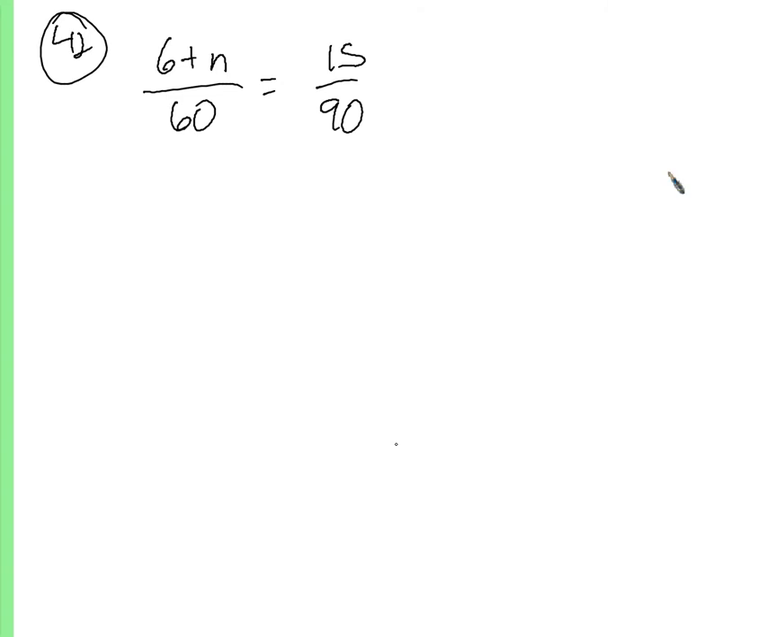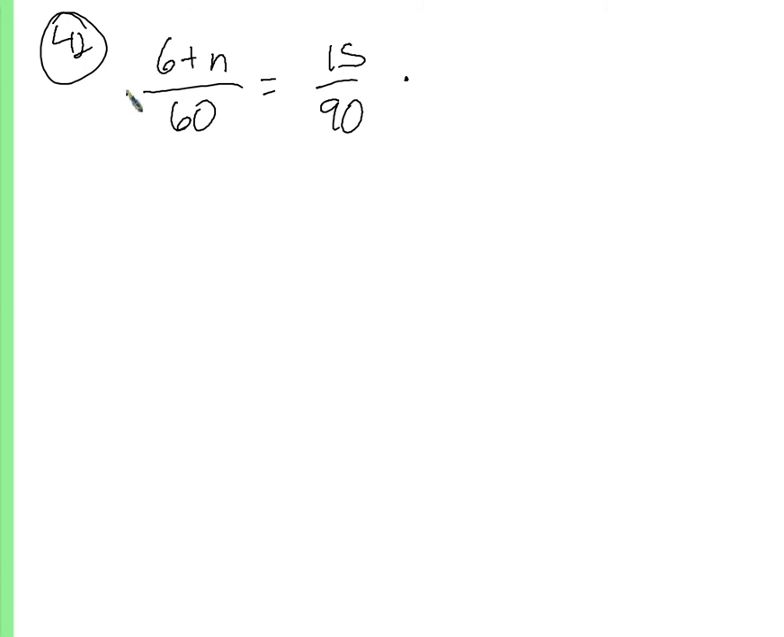Times by 15 on both sides? Yeah. Okay, so multiply by 15 on both sides. But not 15, just 15 over 1. Okay, on the side, let's see. What's 15 times 15? Oh, wait a second. I did times by 16, not that. Oh, by 60. Now let's see what happens if we multiply by 60.